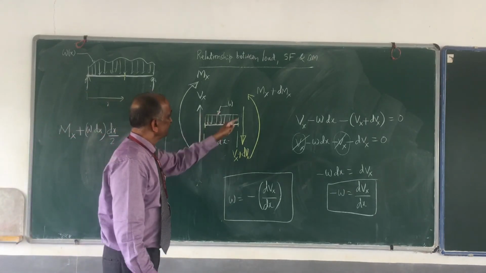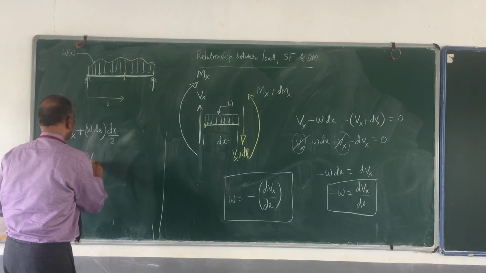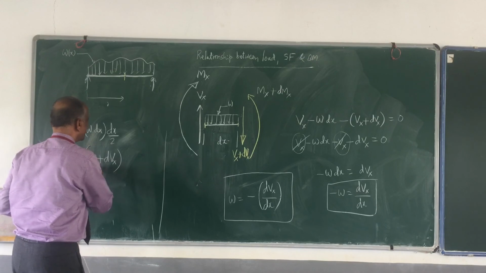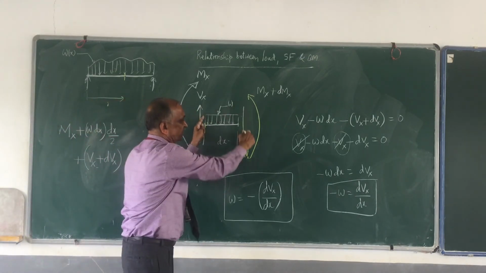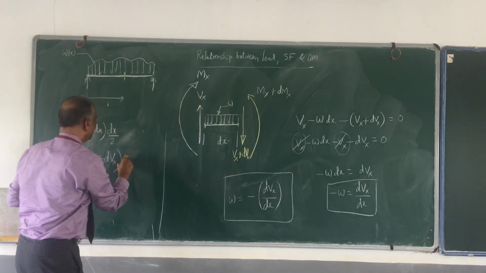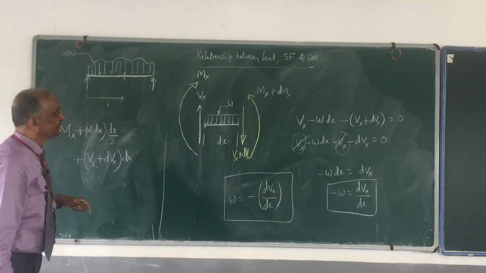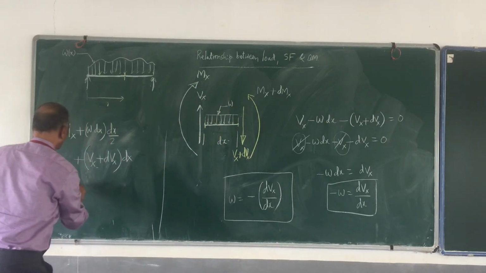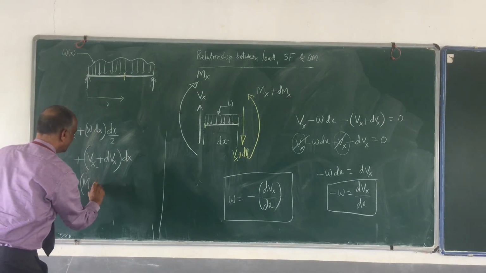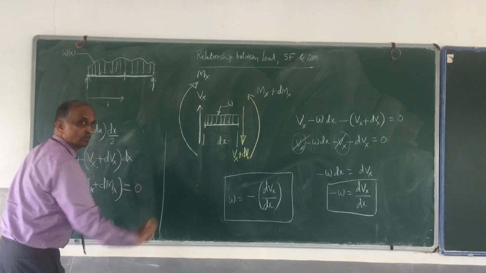2. Then this V plus Vx also produces moment. Please remember, I am taking the moment about the left hand side. This is the force here, Vx plus dVx, multiplied by dx. It is in the same sense as this Mx. Then minus Mx, minus of Mx plus dMx. This is equal to 0.